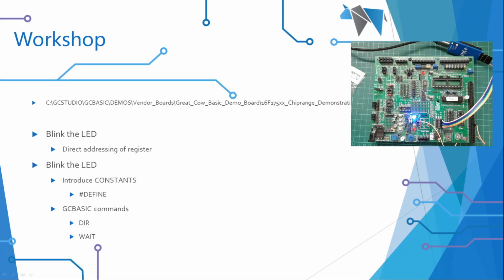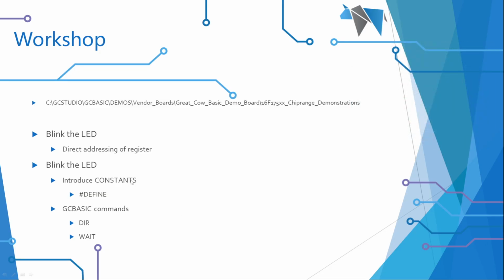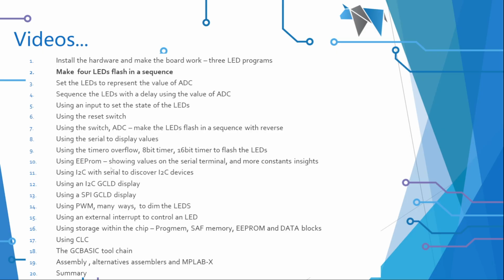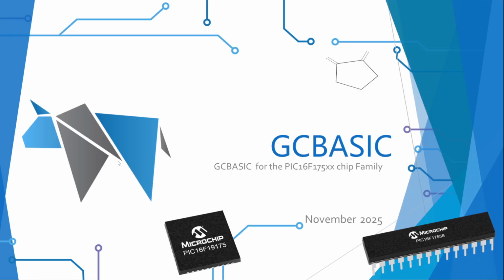So what we've just seen there is how to blink an LED. We saw we have this thing called a constant, which we'll be referring to more and more and more. Basic commands of dir and wait. The do loop's implied. Extremely simple. So next, we're going to make 4 LEDs flash in sequence. Enjoy.